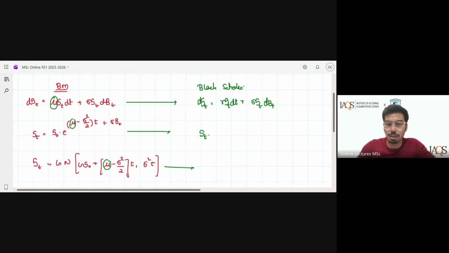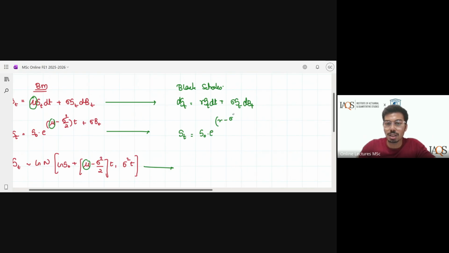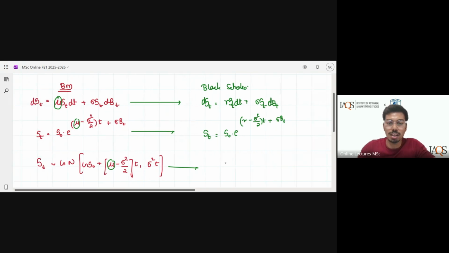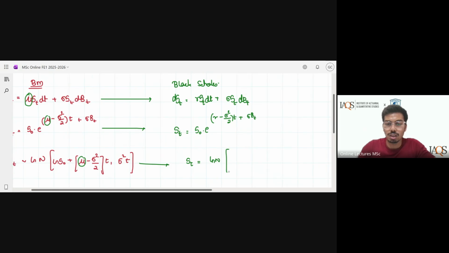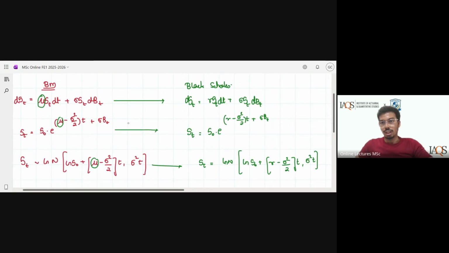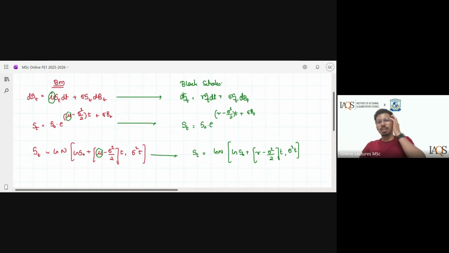Under my integral form, this became ST is equal to S0 into e raised to R minus sigma square by 2 t plus sigma Bt. And finally, ST is log normal with parameters log of S0 plus R minus sigma square by 2 t, comma, sigma square t. Fair enough. As and when you solve more questions and write these equations multiple times, they'll get fit in your head.